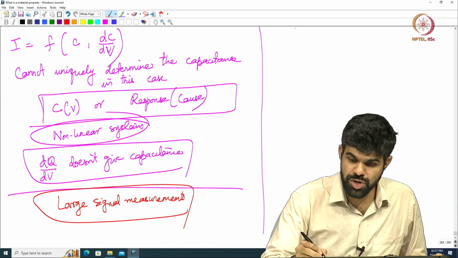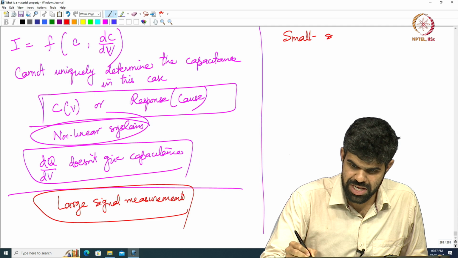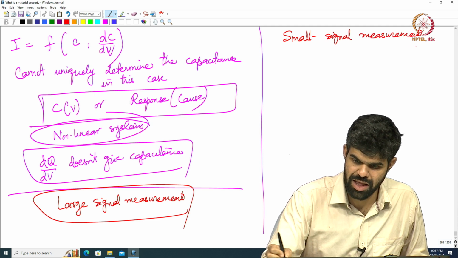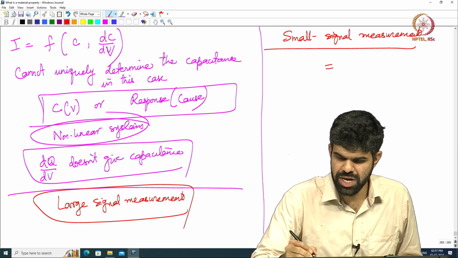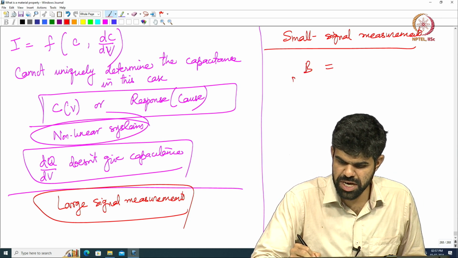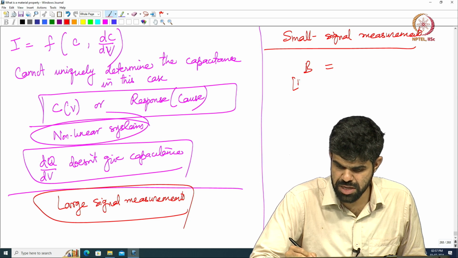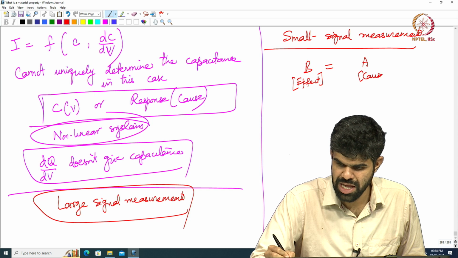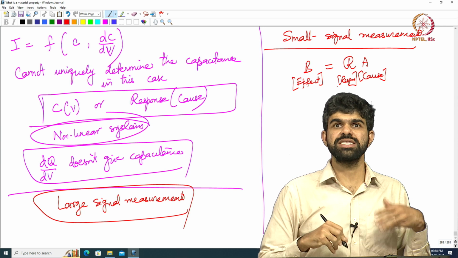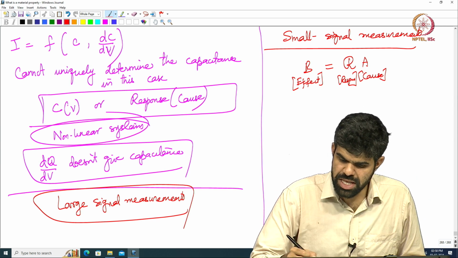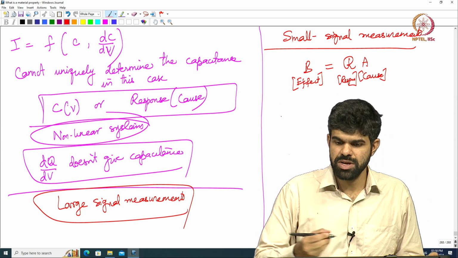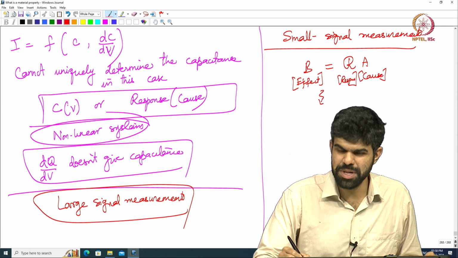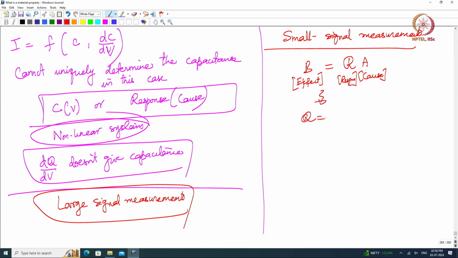Whereas, what you may want to do are what are called small signal measurements. Here, B is my effect, A is my cause, and R is my response or property. R is something that I want to measure. The example will be Q equal to CV.